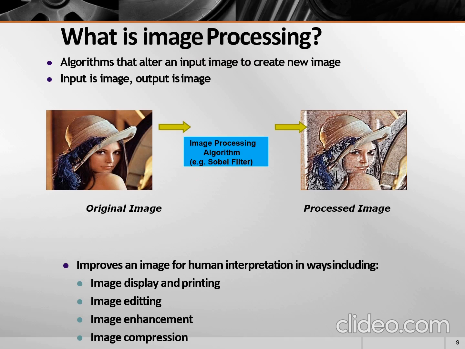The processing of an image by means of a computer is generally termed as digital image processing. Here we use certain algorithms to alter the input image to create a new image. The input is an image and the output is a processed image. It improves an image for human interpretation in the way of image displaying or printing, image editing, image enhancement, image compression.